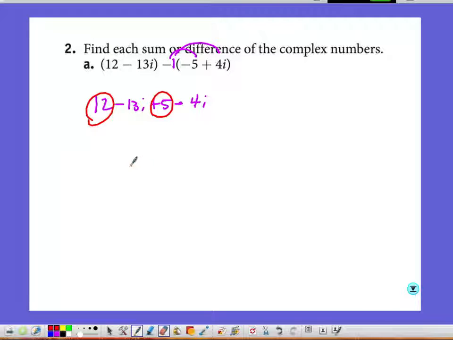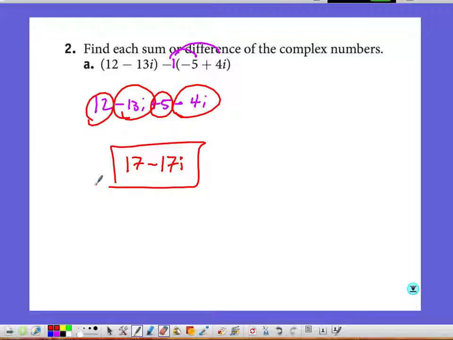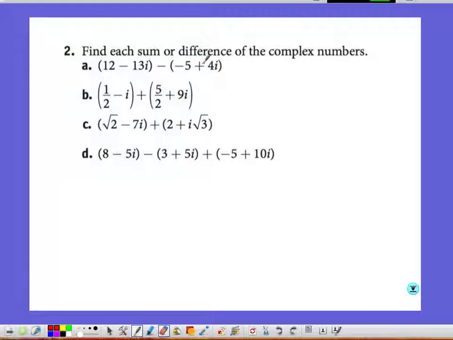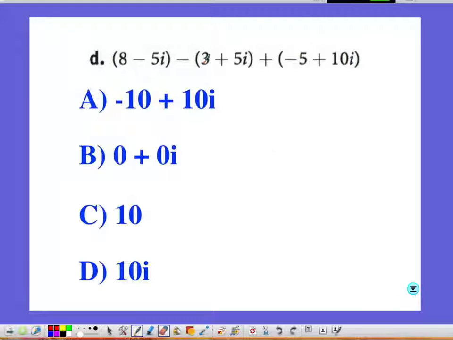Alright, now we just do the same thing that we've been doing. Combine like terms. 12 plus 5 is 17. Negative 3i minus 4i, well, that's going to be negative 7i. So there's just a little bit of added work when you're subtracting complex numbers. Don't forget to distribute the negative 1. And here's some added practice for you.